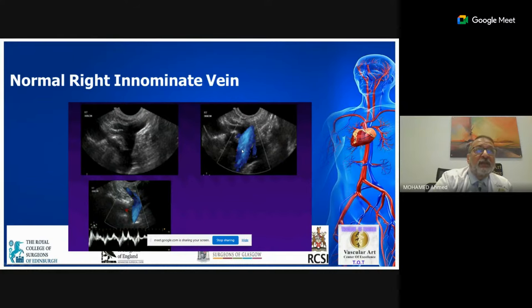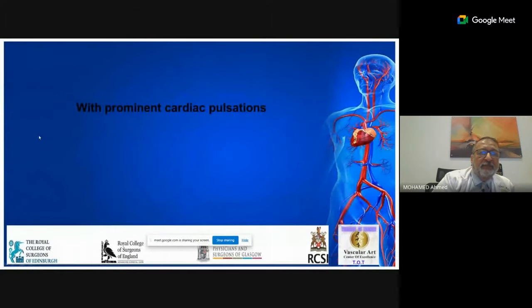And you can ask for a sniffing test and so on. And here you put a Doppler probe and see the ACV wave that you see in the central line. So these are the waveforms that you can see, and this is the information that you will get for the right innominate vein.